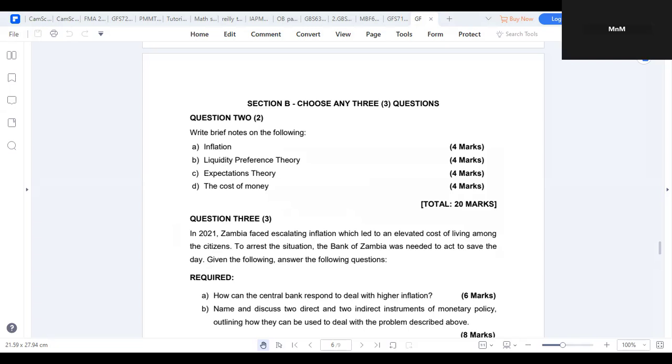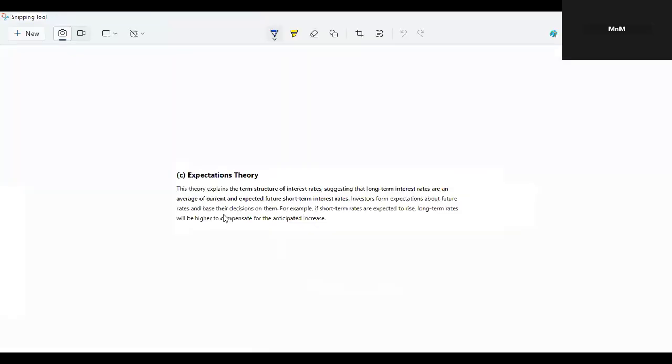Okay, so the expectations theory is simply a theory that explains the term structure of interest rates. It suggests that long-term interest rates are an average of the expected future short-term interest rates. This is a theory that is so common in finance. It's used so much because it explains how interest rates on bonds of different maturities are related. So the interest rates and expectations.